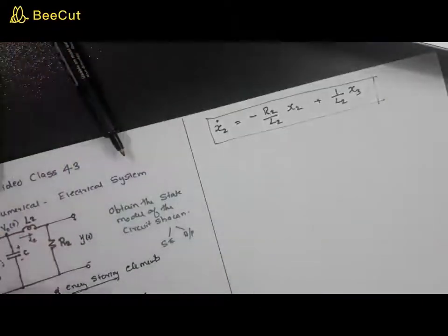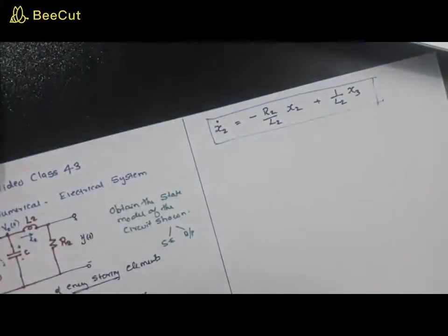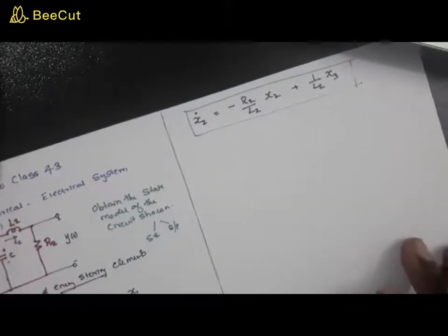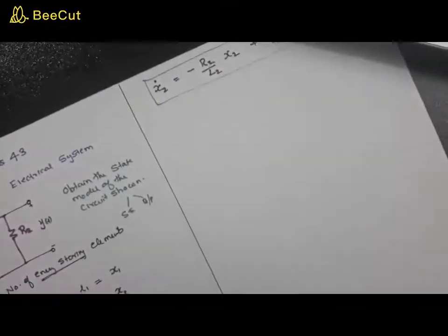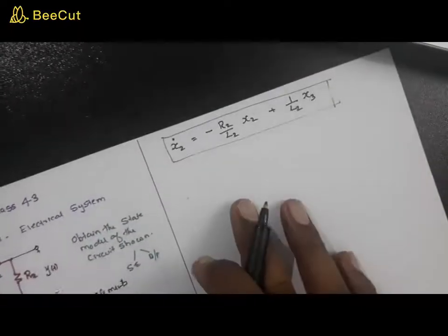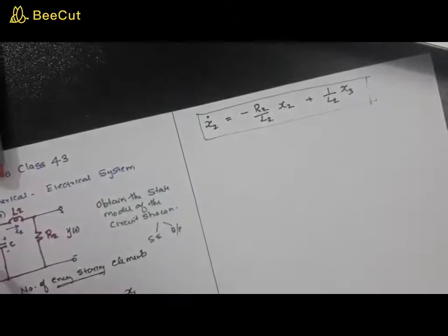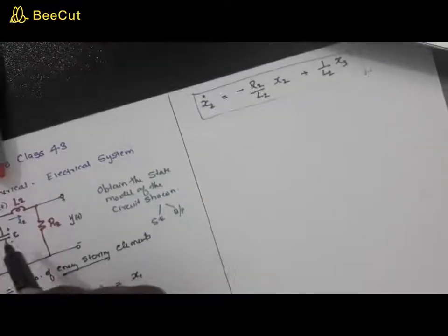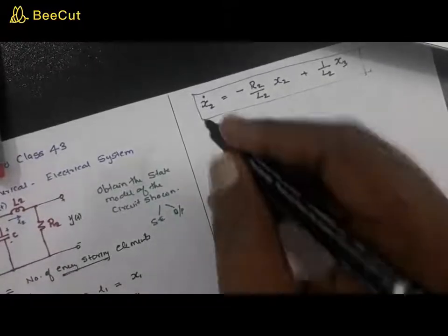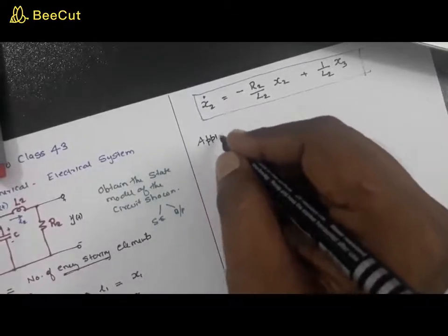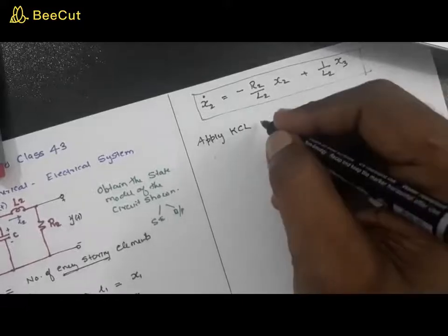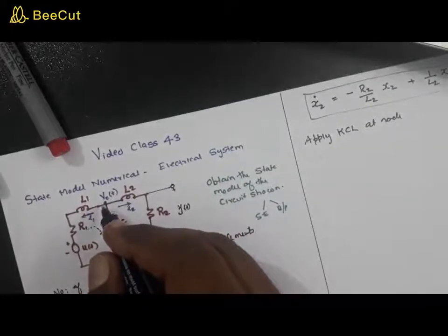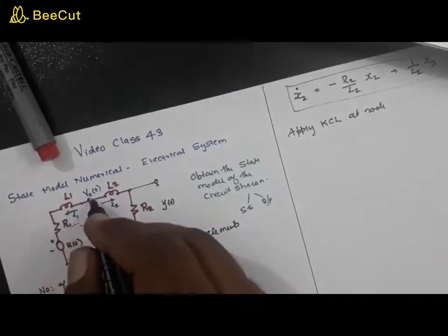Now one more equation you require, because there are three state variables, so you need three first order derivatives of the state variables. So you need to get x3 dot. How to get x3 dot? I told you to get as many equations as possible. There are only two meshes, so the maximum possible equations from mesh equations is 2. Is there any provision to get one more equation? You can also apply KCL at this node. What is KCL? KCL says the incoming current is equal to the outgoing current.